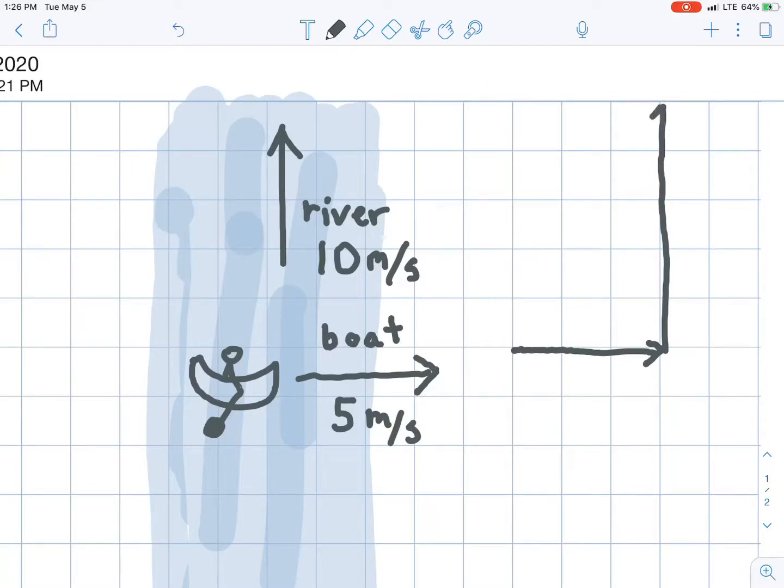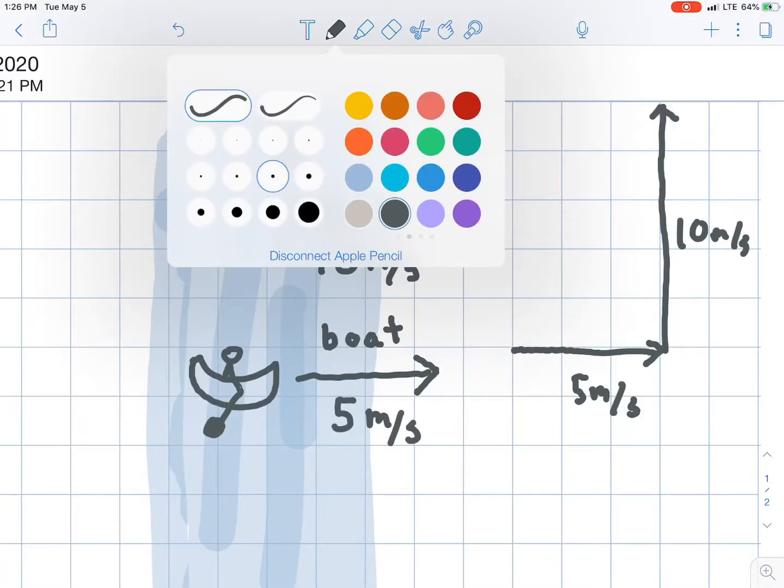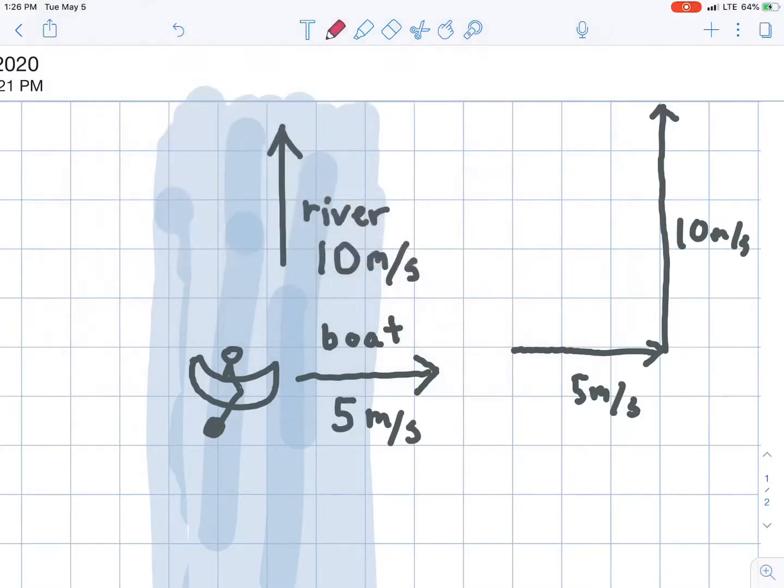Hey, I drew that to scale. I didn't have to draw that to scale, but I did anyway by accident. Okay, so we had that set up. Now this was 5 meters per second, and this was 10 meters per second. Hey, let's change fonts. Okay, we'll change colors too. All right, now let's complete this vector. So the result of those two vectors, the resultant, is from here to here.